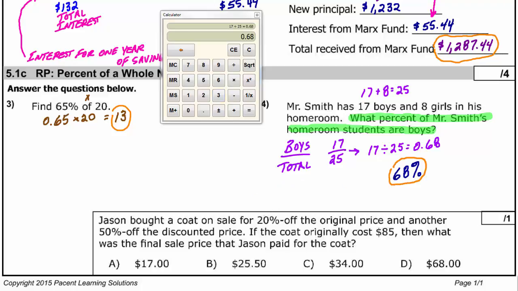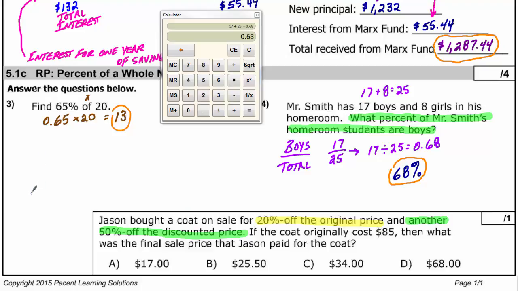Final problem, bottom of the page. This one doesn't count for any points, but it helps you see if you're reading these problems correctly. So Jason bought a coat that was 20% off the original and another 50% off the discounted. Since the percentages are off two different things, one's off the original, one's off the discount, you cannot add them together and say, let's take 70% off the price of the coat. It doesn't work that way. We have to do them separately.